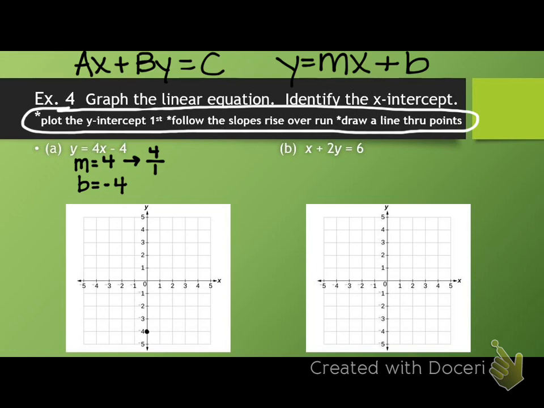And then my run is a positive 1. Is that right 1 or is that left 1? Right. So I'm going up 1, 2, 3, 4, and then I'm going to the right one, and that is where I'm going to plot my point.